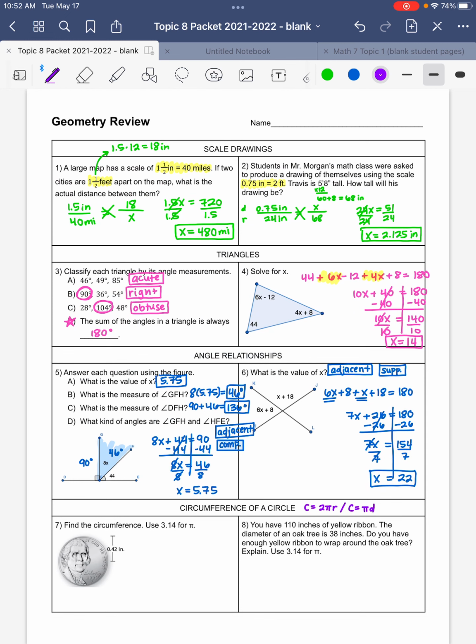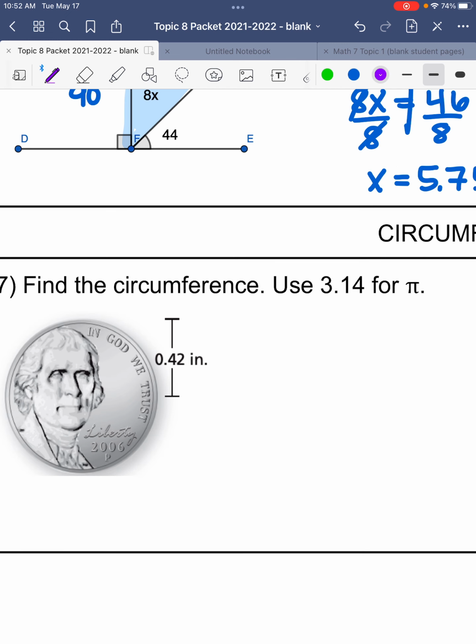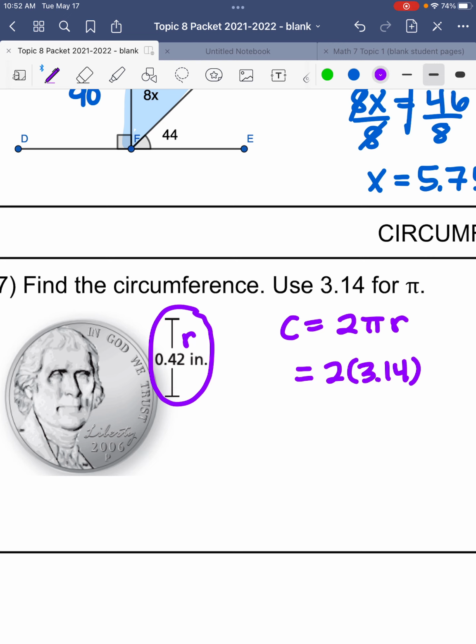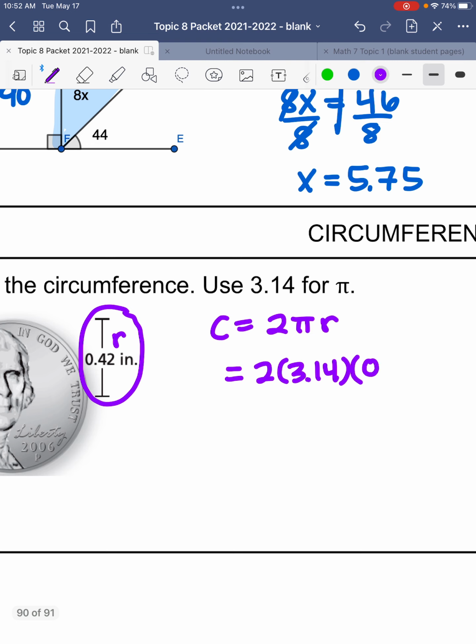So number 7, find the circumference, use 3.14 for pi. Well, what I notice is that this measurement right here goes from one edge to the center of the coin. So I call that a radius. So I think it's best to use c equals 2 times pi times the radius here. Now remember, for pi, I always plug in 3.14, so 2 times 3.14 times 0.42. And when I put that into my calculator, I'll get my answer.